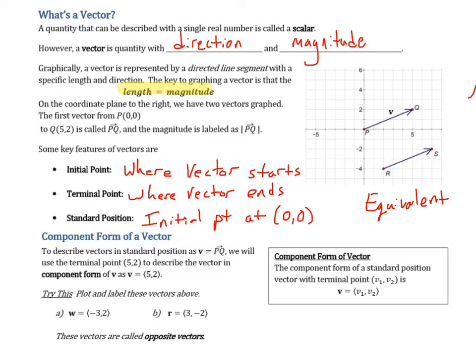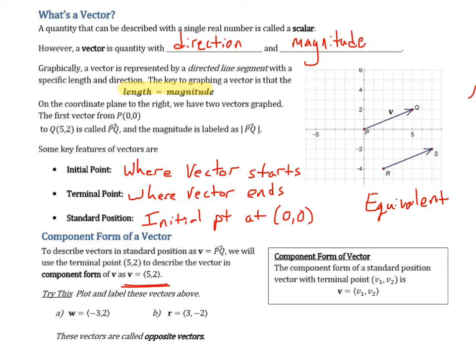So describe vectors in standard position, such as vector v, which is PQ. Now notice this is a bold, small v. A lot of times we'll use that for naming a vector. We have a terminal point of 5, 2. Since it's in standard position, we have what we call component form. Component form just means we're going to write just the terminal point, 5, 2, and we're going to use these little pointy brackets like this. Okay, these little sharp brackets. So that's going to tell us that we're talking about a vector here. We're not just talking about a point (5, 2).